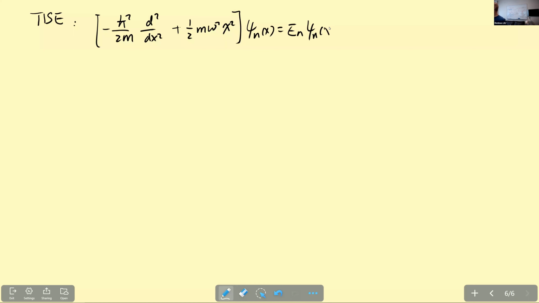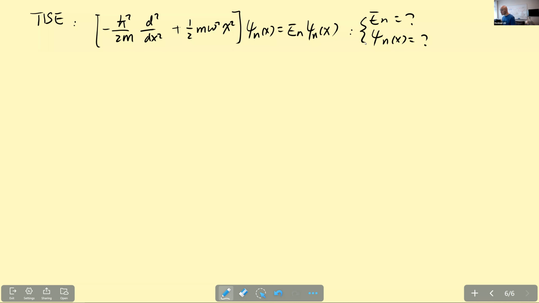Right. So this is something that we want to find. What are the possible, allowed, acceptable energies for this system? And what are the eigenfunctions? So these are the tasks we need to do in this lecture.